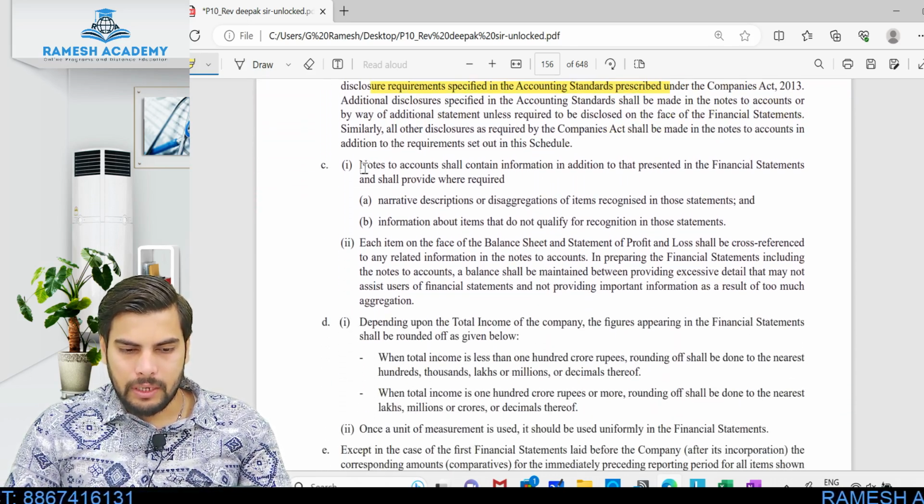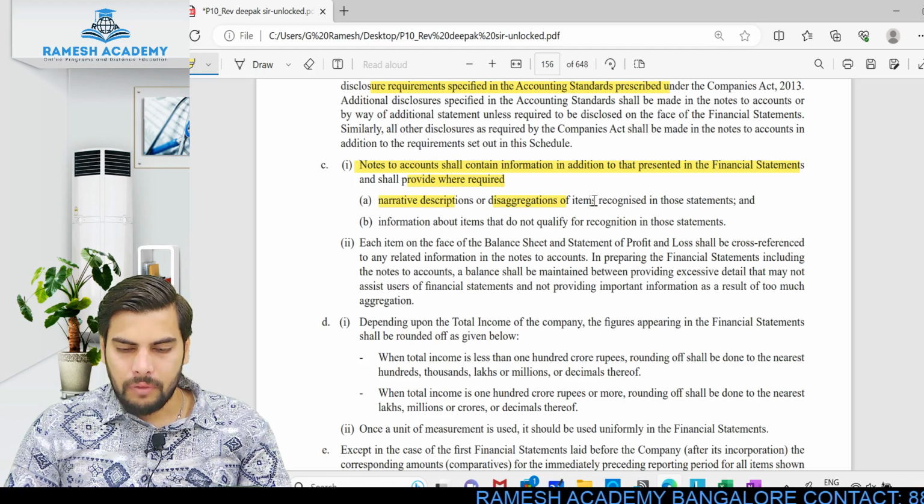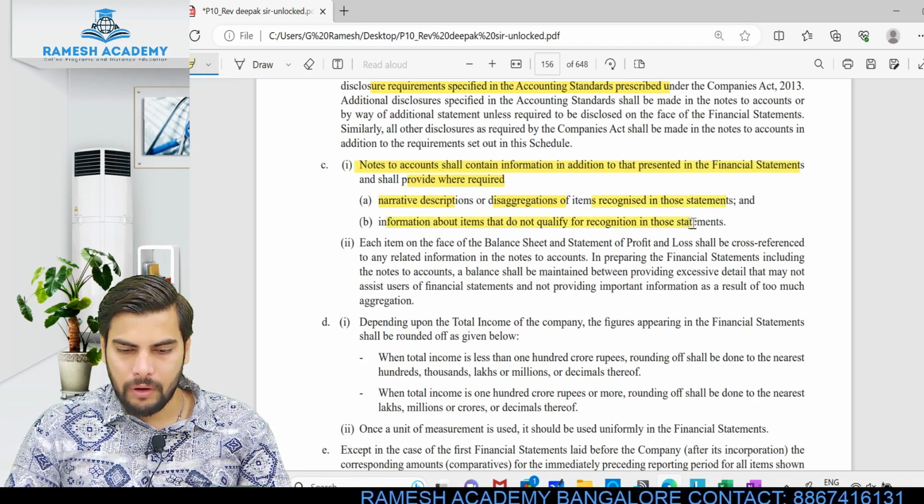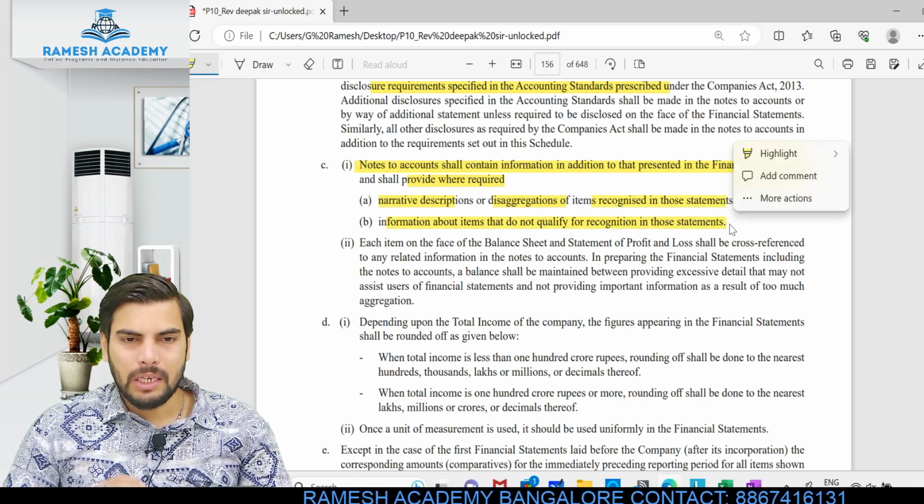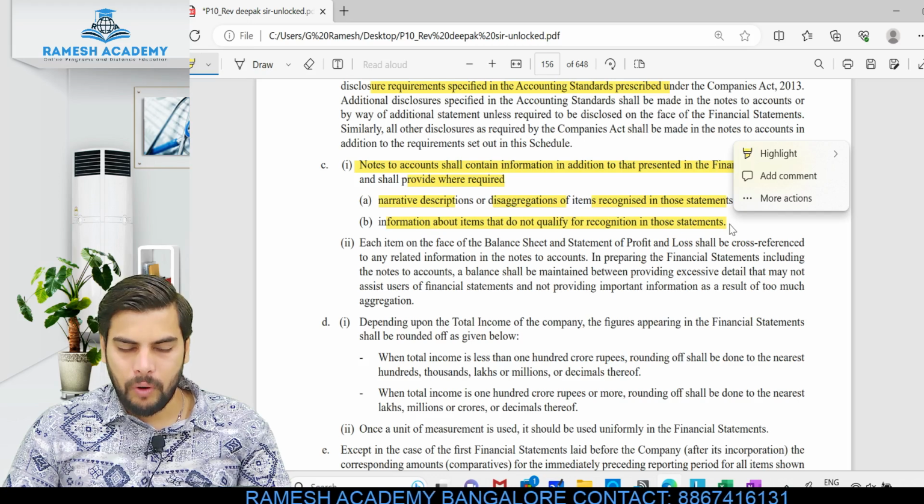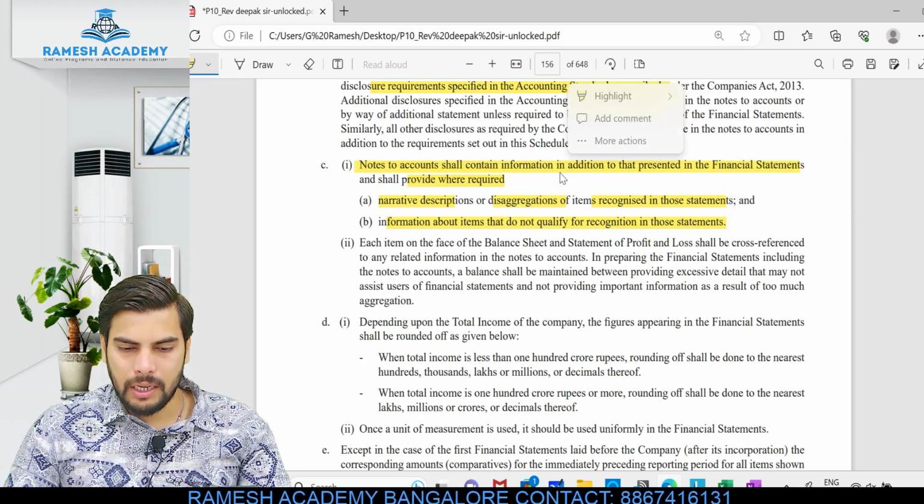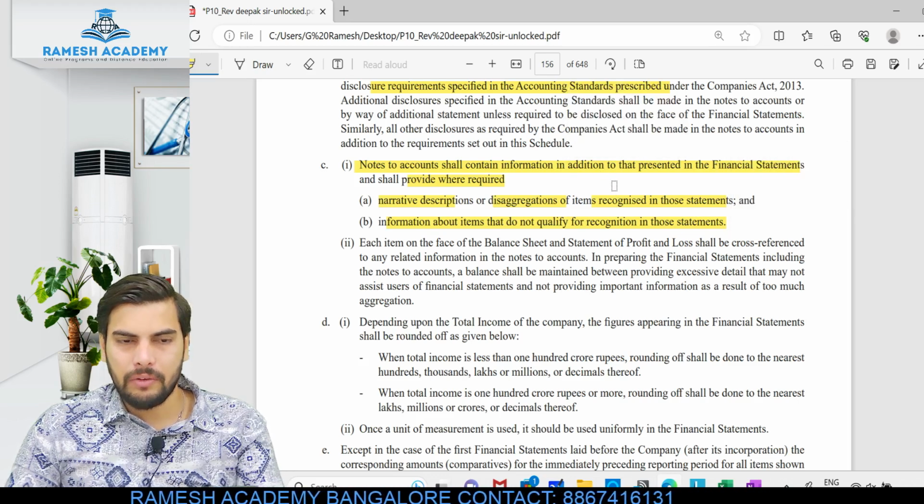Okay, let's have a look at the next point. Notes to accounts shall contain information in addition to that presented in the financial statement and shall provide, where required, a narrative description or disaggregation of the items recognized in those statements, or information about items that do not qualify for recognition in the statement. See, what do we provide in notes to accounts? Notes to accounts shall contain information in addition to that presented in the financial statement.